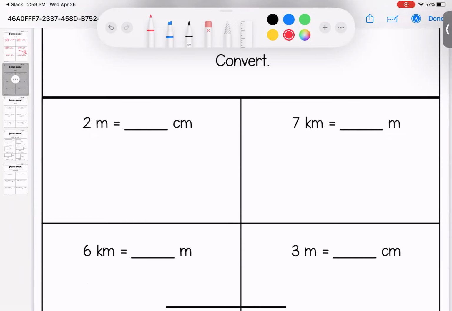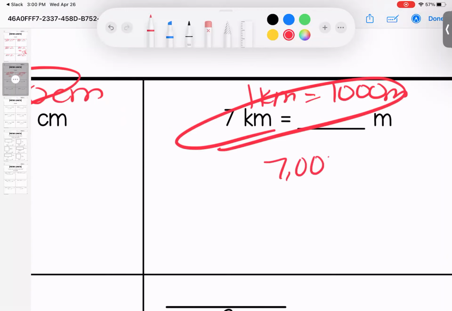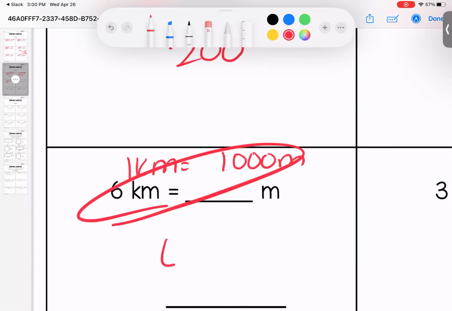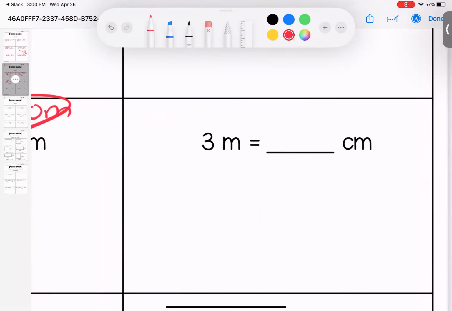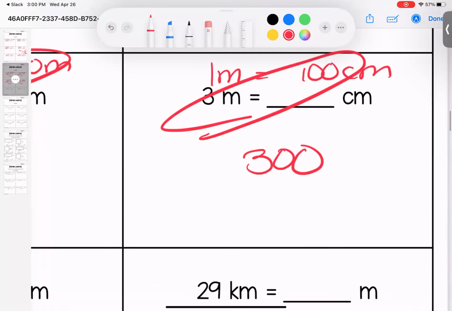For our first one, meters to centimeters. 1 meter equals 100 centimeters. 2 times 100 is 200. 1 kilometer equals 1,000 meters. 7 times 1,000 equals 7,000. 1 kilometer equals 1,000 meters. 6 times 1,000 equals 6,000. Meters to centimeters. 1 meter equals 100 centimeters. 3 times 100 equals 300.